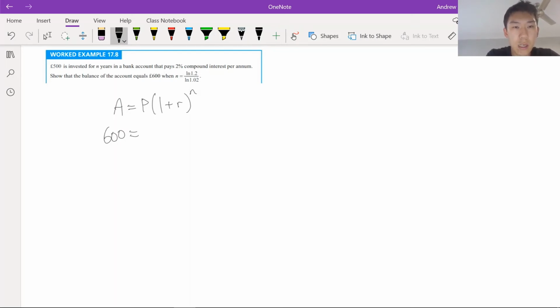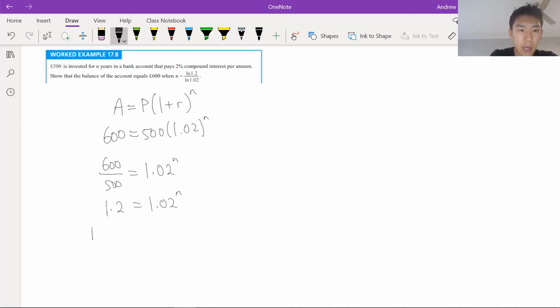So 600 is our final amount, 500 is our principal. Now 1 plus r, that's our 2% per annum. So 1 plus 2% is 1.02 using decimals to the power of n. So we get 600 over 500 equals 1.02 to the n. Okay, well 600 over 500 is 1.2. All right, we can start to see where all these numbers are coming from now.